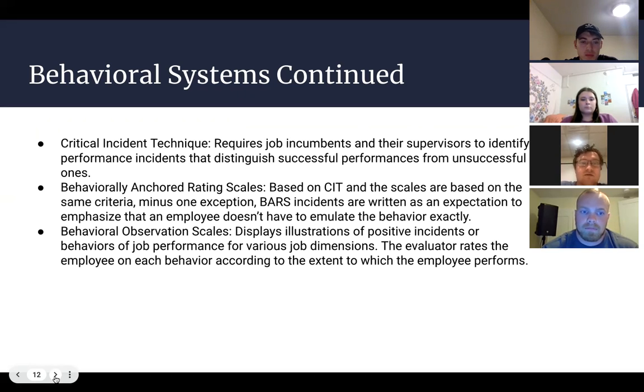And then behavioral observation scales display illustrations of positive incidents or behaviors of job performance for various job dimensions. The evaluator rates the employee on each behavior according to the extent to which the employee performs.